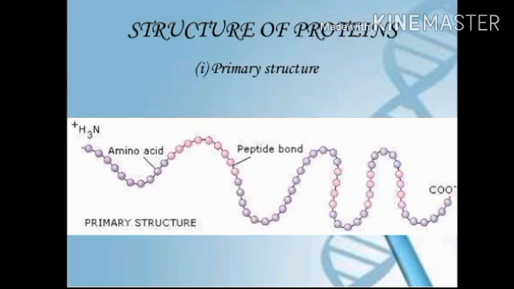Structure of protein. Primary structure. When an amino acid is joined to another amino acid with a peptide bond, then a straight chain is formed. This is called the primary structure of protein. Here the first amino acid's COOH group is joined with the second amino acid's NH2 group and elimination of a water molecule takes place. This bond, CONH, is called the peptide bond. This straight chain is called the primary structure.